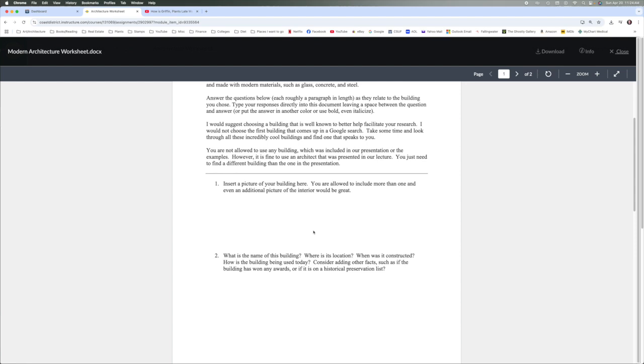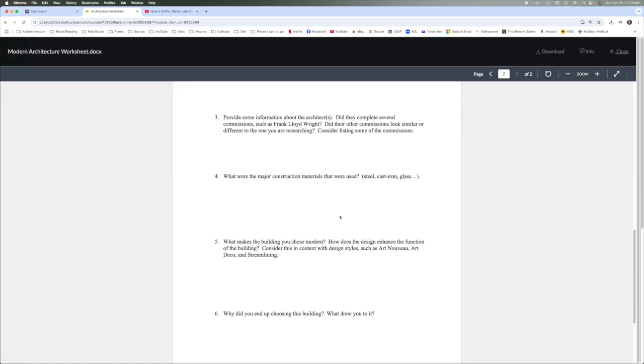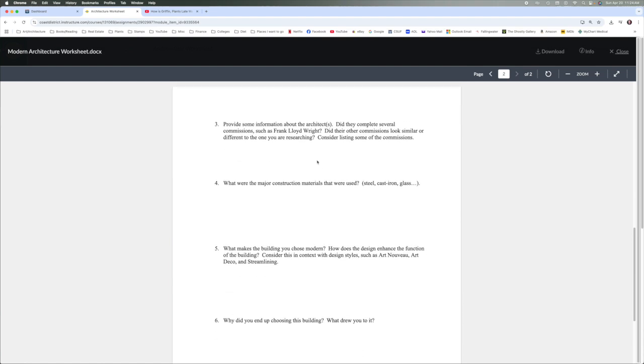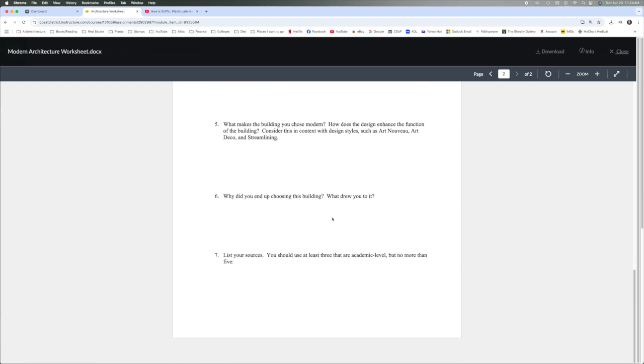Insert a picture of the building here. It can be multiple pictures if you wish. What is the name of the building, its location, when it was constructed, so all the facts go in the section for number 2. For section 3, provide information about the architect or architectural firm. Question 4, major construction materials. Question 5, what makes the building modern? Why did you end up choosing this building for number 6? And for 7, list at least 3 academic level sources where you got your research from. Wikipedia would not be considered an academic level source.